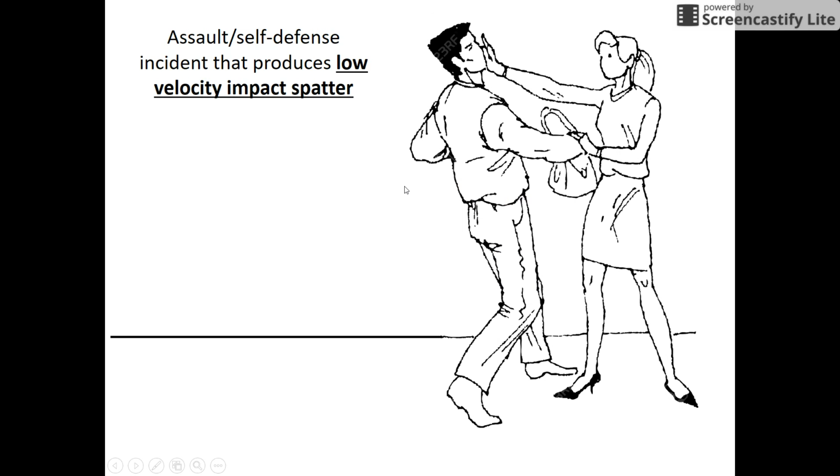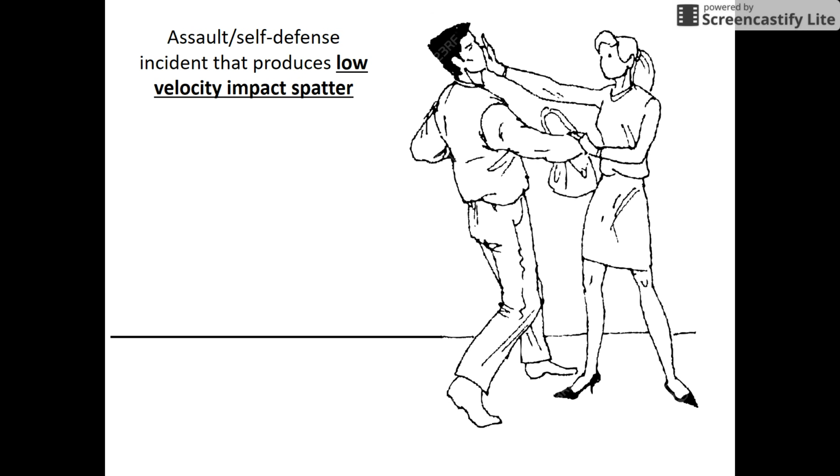Okay, so let's imagine we have this incident. It's an assault or self-defense incident. Maybe he was carrying his bag and then this mother, she came up and attacked him to steal his bag. Or maybe it was her handbag and he was attacking her and this is self-defense. We have no way of knowing.